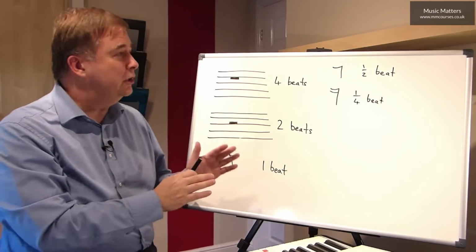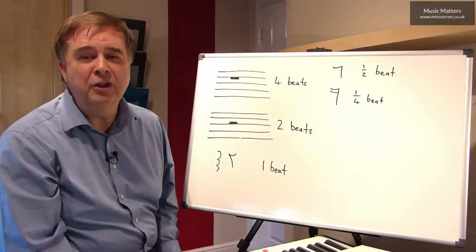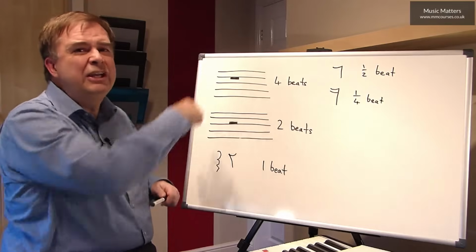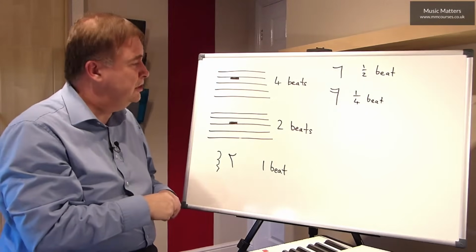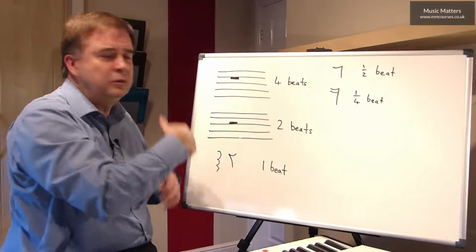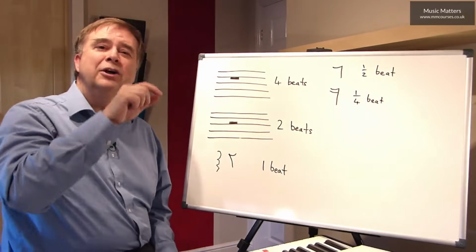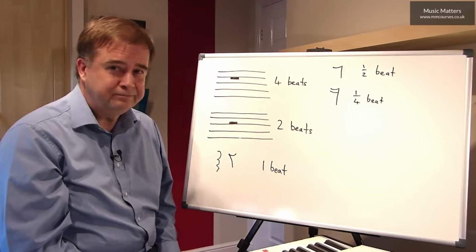Now we can put dots on these rests in just the same way as we put them on notes. So if I put a dot after that, it would be a dotted semibreve rest. Or if I put a dot after here, a dotted minim rest, or a dotted quaver rest, or a dotted crotchet rest, or so on. You get the idea. Exactly the same thing applies. The dot just adds on half the value of the note.